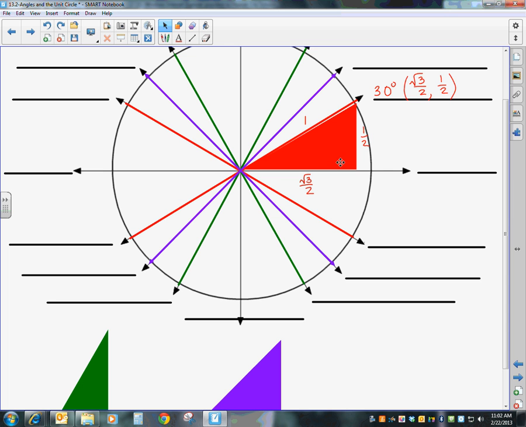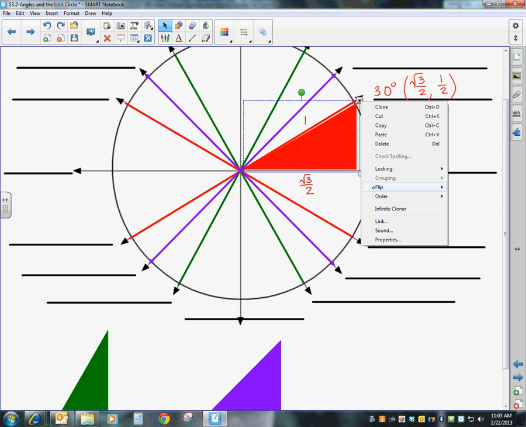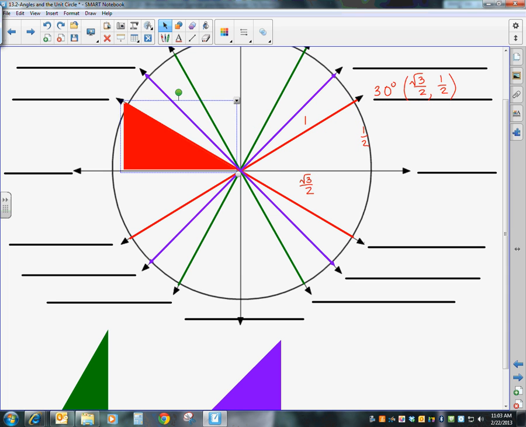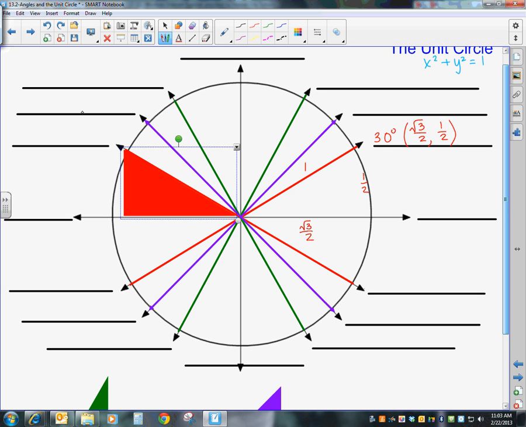Now, what we're going to do is take this triangle, and notice that if I take the triangle and flip it, it slides right in here. So now this same 30-degree angle is 30 degrees before 180. So 30 before 180 is 150. Okay?